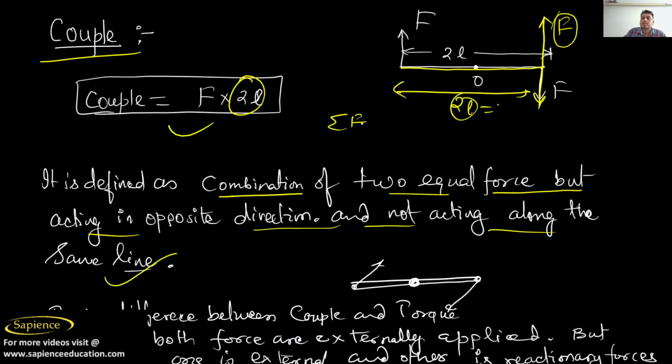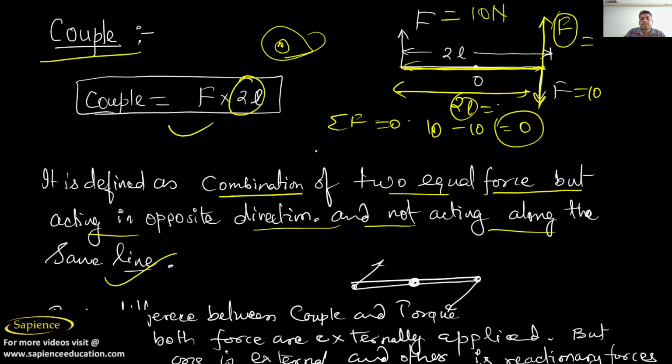So the total force should be 0, because we are talking about equal and opposite forces. Suppose this force is 10 Newton and this force is 10 Newton, so both are equal and opposite. This 10 minus 10 will be 0. And the distance between these two forces should be at least some non-zero distance. Then only a couple is formed.